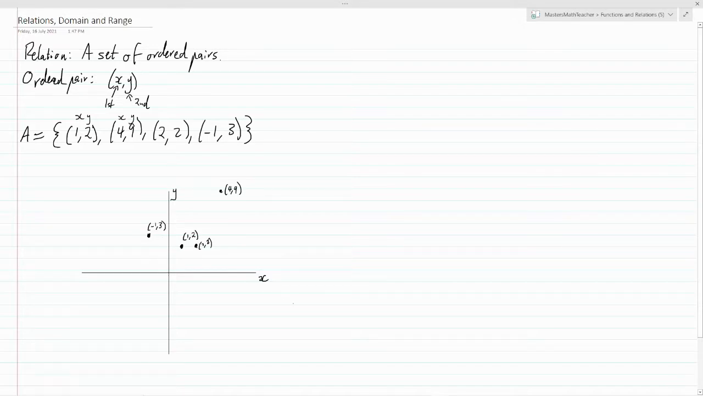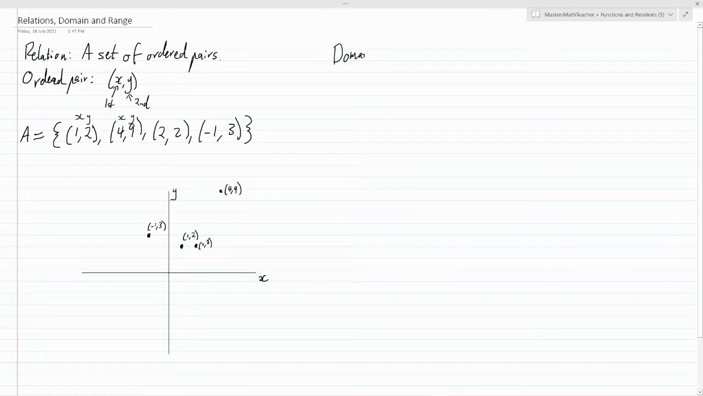Okay, so this is a relation. Now we don't actually join the lines because it's not a graph. We're not connecting them, okay? So this is just saying it's the set of these 4 coordinates, not what's in between. So now we can explore the terms domain and range.